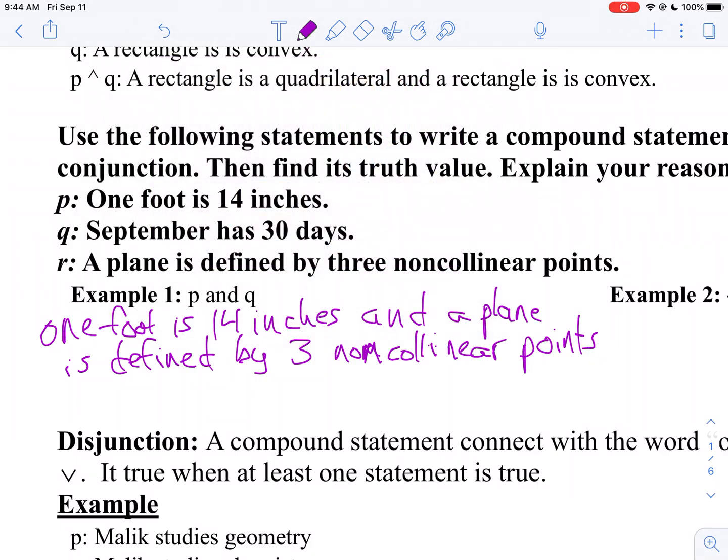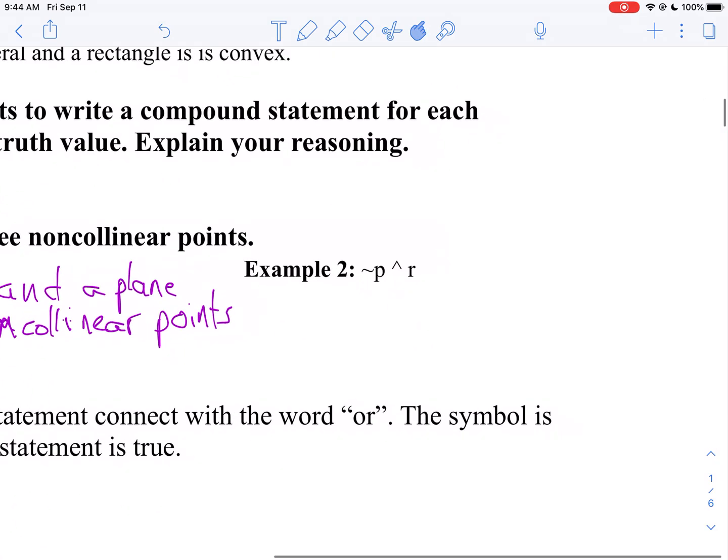Now, is that true or false? This statement is false. Why is it false? Well, in order to do and, both have to be true. So if you're sitting at home and your parent says, do the dishes and take out the garbage, and you only do one of them, are they going to be happy? Well, I sure won't be happy with my kids. Both have to be true. Since the first statement, 1 foot is 14 inches, is false, that makes the whole statement false.